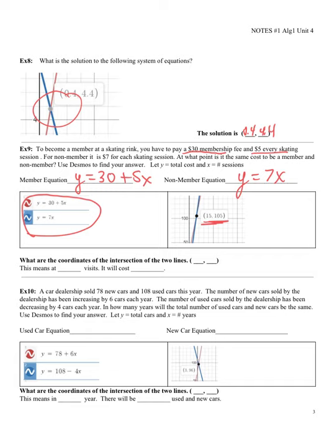So this means 15,105 is our ordered pair. This means at 15 visits or skating sessions, it will cost $105 for both, whether you're a member or a non-member.